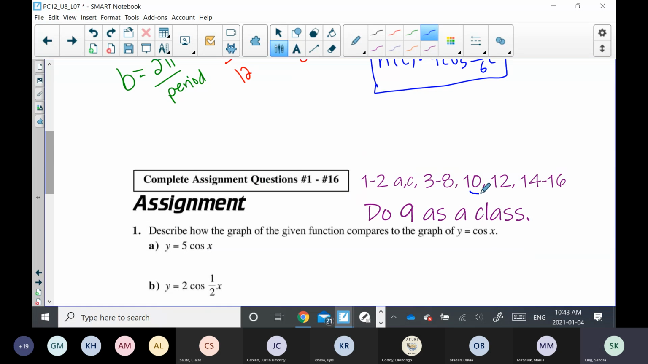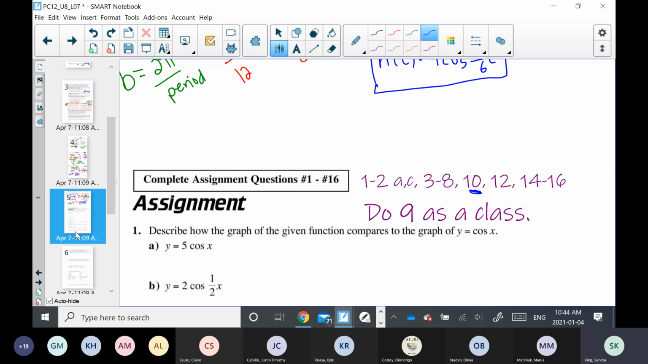Before you're able to do number 10, I have to show you how to do number 9. So number 9 is quick, but I'll show you that. If you guys could flip to page 556, I'll quickly show you number 9.